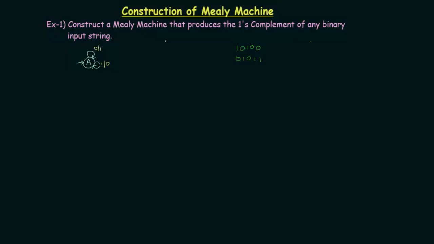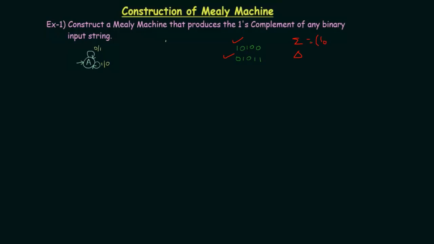Okay, so this is a clearer picture I have drawn. I have removed the ink that I had missed. As I said, if this is your question, this should be your answer. And remember, for every question you have to first determine the input alphabet and the output alphabet.